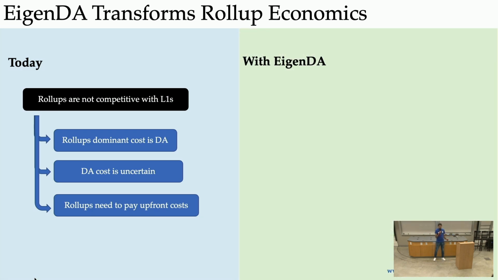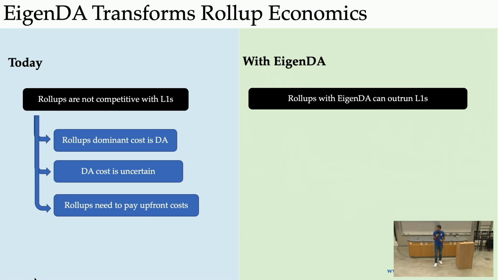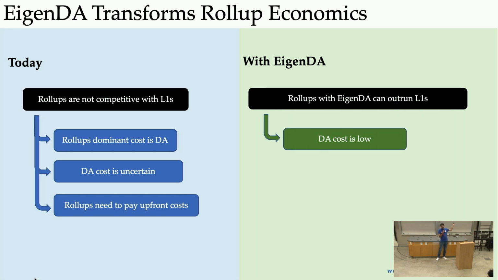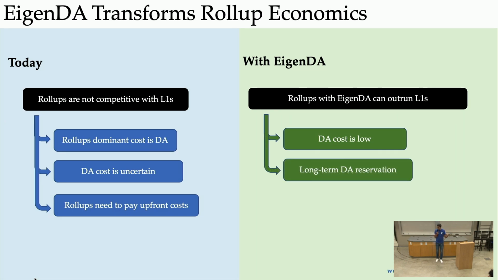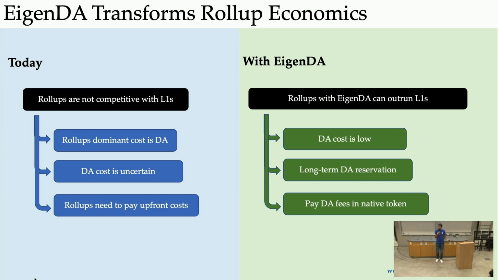Whereas with EigenDA, you can actually solve all these different problems. Rollups with EigenDA can completely outrun layer ones. First, the DA cost is low, because of the fundamental cost basis I laid out. We also have long-term data reservation, so you can actually reserve data for a whole year. And finally, you can pay data availability fees, potentially in the rollup's native token. This completely transforms the scope of what the rollup's cost basis is. And they can become very, very competitive with layer ones because you are operating on a shared security substrate, which is actually much cheaper than being your own chain. With that, I'd like to conclude my talk. Thanks so much for listening.